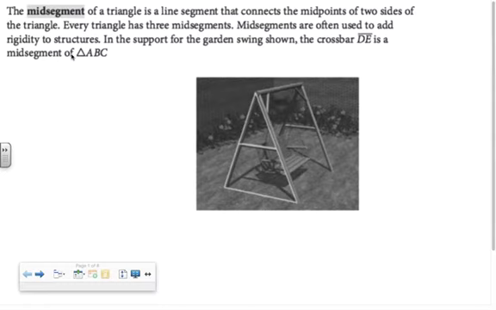And I don't know how well that's showing up on your book, but I don't see it very clear on my screen. Here's triangle ABC. This segment DE is the crossbar. It is a midsegment because it is connecting the midpoints of AB and AC.